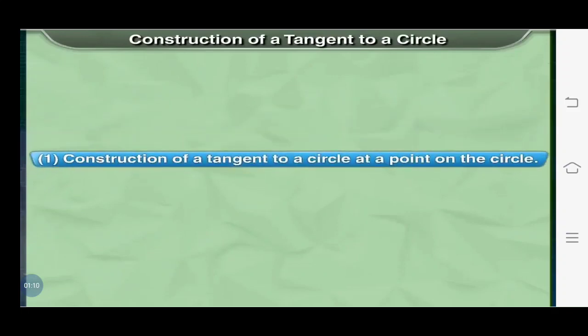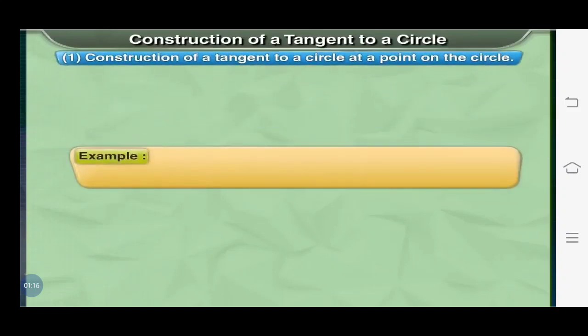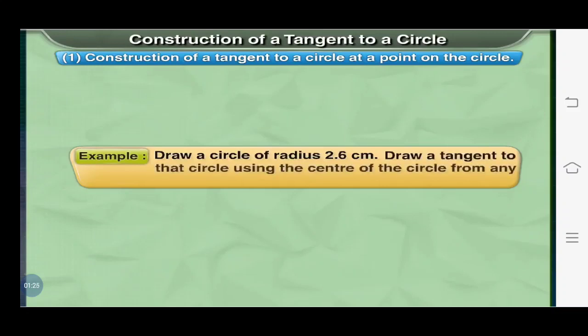Let us learn now to construct a tangent to a circle at a point on the circle. See the example here. Draw a circle of a radius 2.6 centimeter. Draw a tangent to that circle using the center of the circle from any point on the circle.